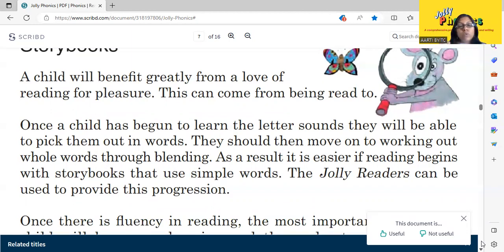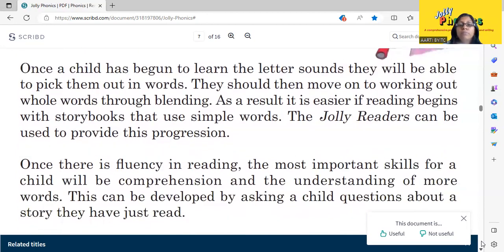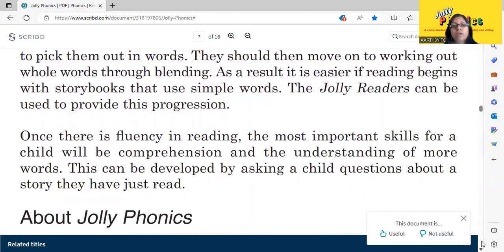So go for the storybooks which have simple words and then gradually increase the level, right? So here progression should be there. Provide the storybooks which have progression. Once there is fluency, no doubt, if you are providing such books to the children in your daily schedule, there will be fluency, definitely. And the most important skill for a child will be comprehension and the understanding of more words. So yes, vocabulary enhancement is something very important, and this can be developed by asking a child questions about the story.